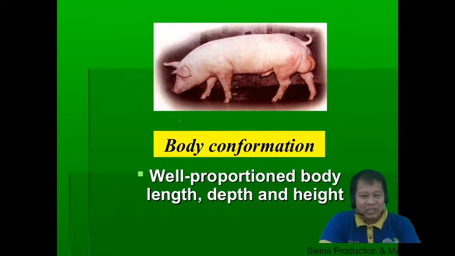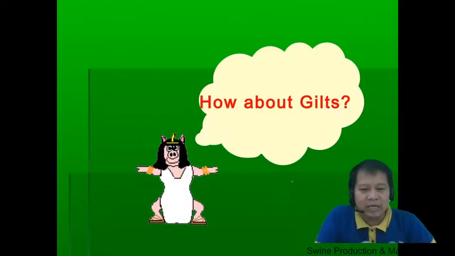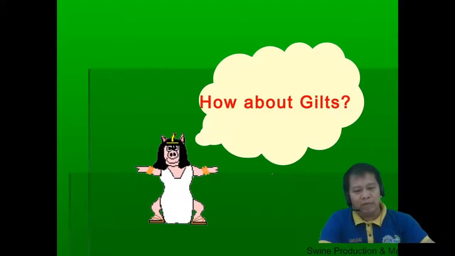Okay. So, also in boars, we have to look at the body conformation. A well-proportioned body: body length, body depth, and height. Katulad ng tao, tingnan natin yung tindig ng ating mga posibleng maging partner. So, that's how we choose the boars for our herds and for our flocks. Then, next one is about gilts.